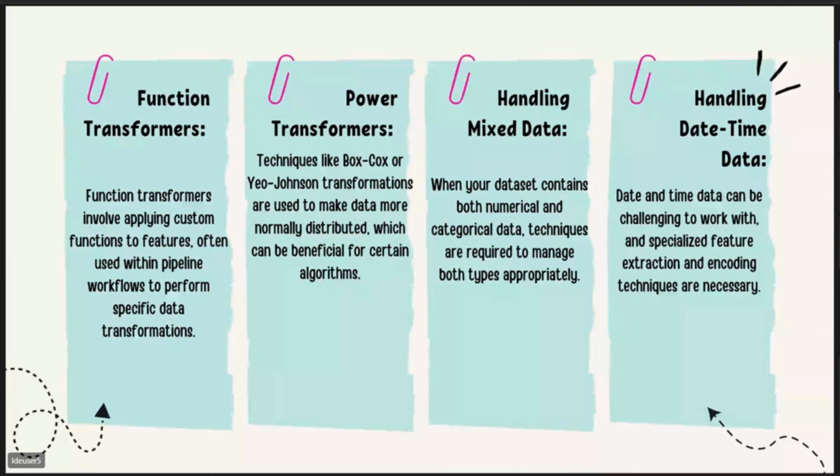Then we have power transformers. So power transformers are specifically used when you want to change the distribution of data. Okay, and handling mixed data is another challenge you need to focus on when you're working with features, right? So when your data contains both numerical and categorical, you need to ensure that all data is in a similar format. And handling date time data.